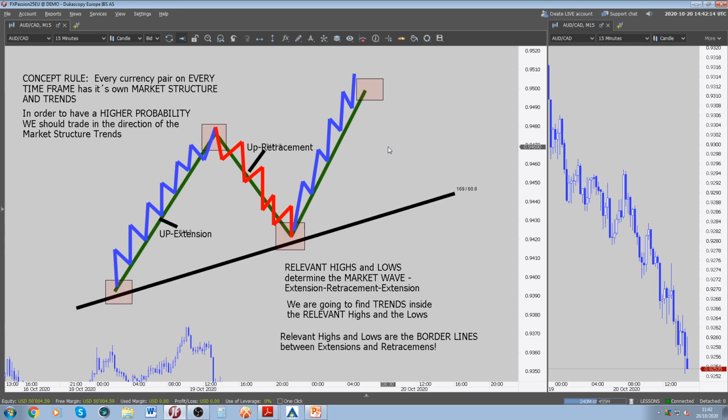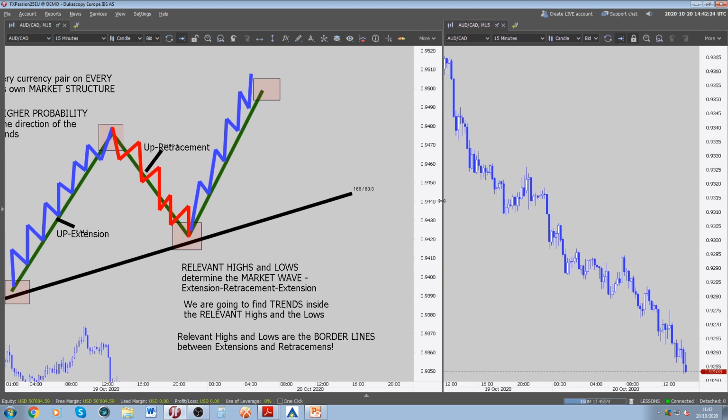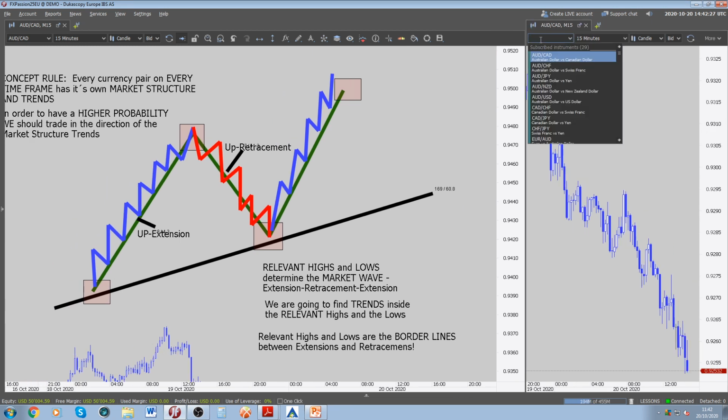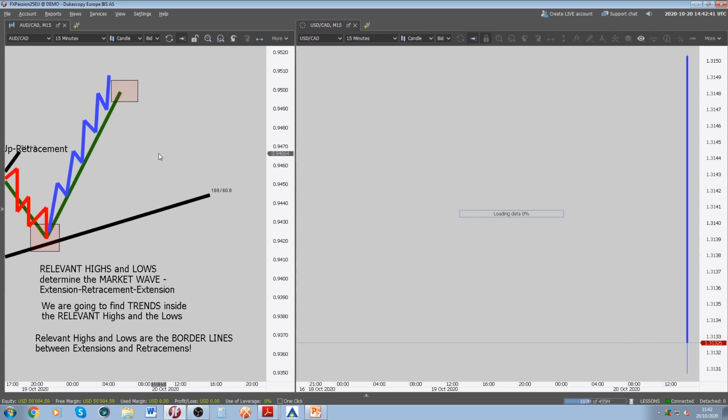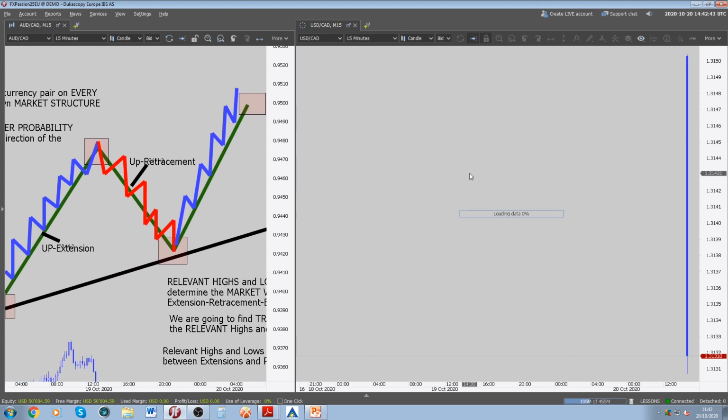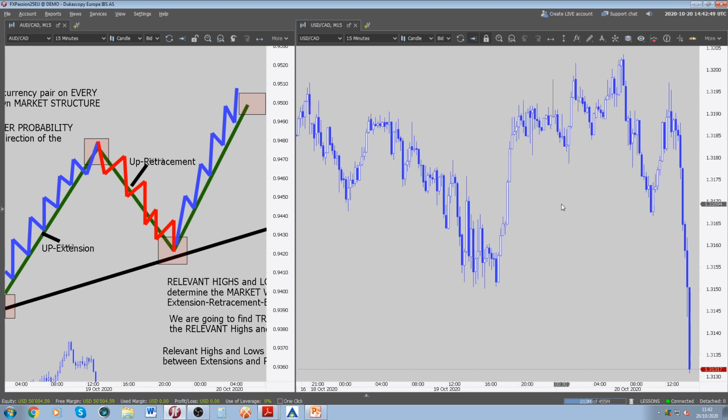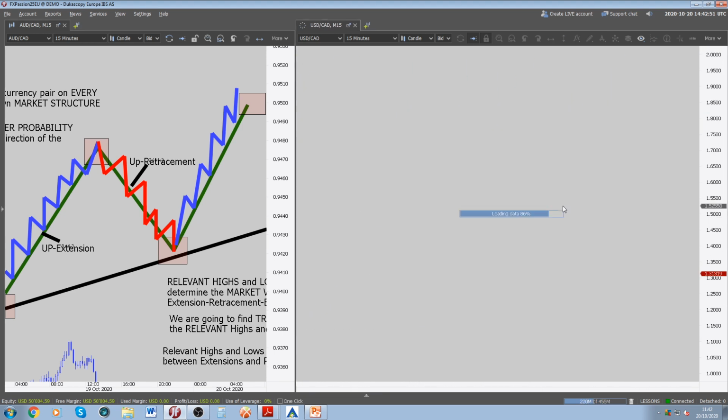So everybody, as you can see how the market works, right? Now this is theory. We are on which one? We are on USD CAD, I'm going to leave it like this. USD CAD 15-minute chart, everybody.